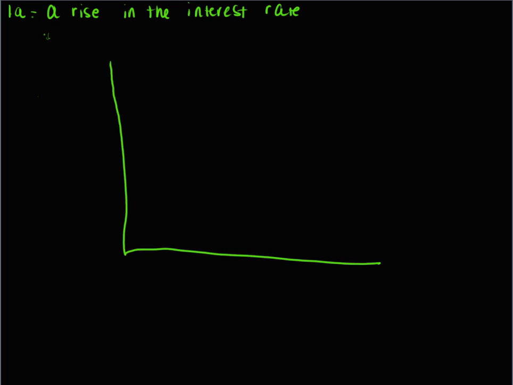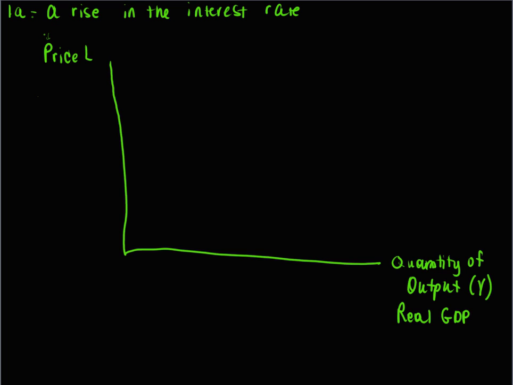So my first step is to set up my aggregate demand model. Here I have on the horizontal axis the quantity of output, which we measure by real GDP. And remember, we're denoting quantity of output as Y. And then on the vertical axis, I have the price level, which I am going to denote with P. And remember how we measure it? We measure it with the GDP deflator.